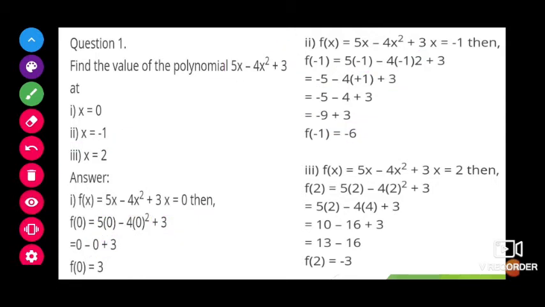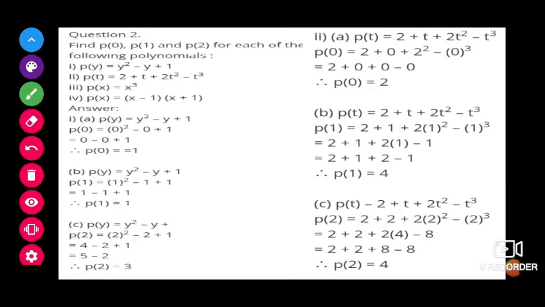Now in the same way, do x equals 2. From your side, children, I did it, but I just sent you the answer here, just to do from your side. Next one, question number 2. Find P of 0, P of 1, P of 2 for each of the following expressions. Same way, children, they will give some expression. In the variable place, we have to place 0, 1, 2, like the previous. So now I am going to do the first one.